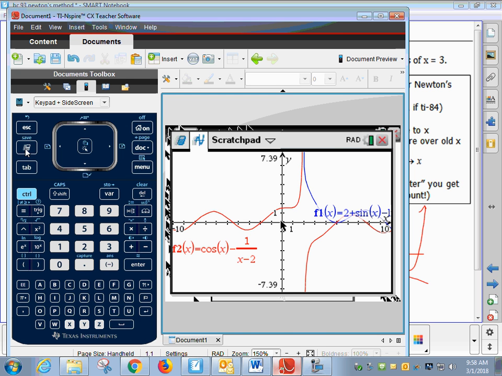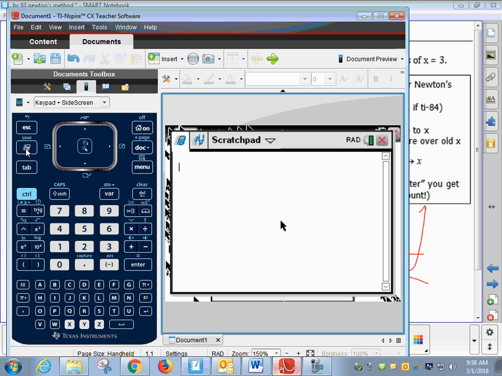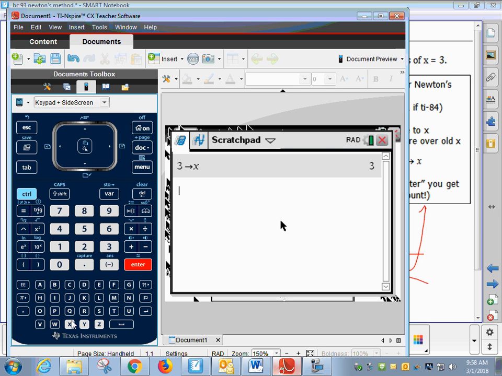The tangent line then would be a visual of going like this, right? Okay, so in terms of the process, this is what you do in your home screen. You store 3 to X. Store is right here. I'm sure you all know how to store stuff. 84 or Inspire, it's the same deal. You start the process by storing 3. Are you with me?